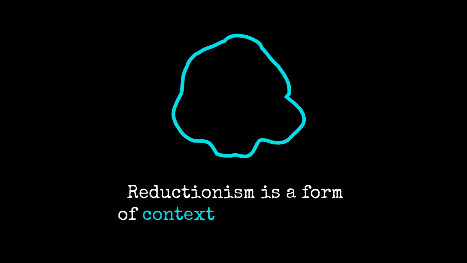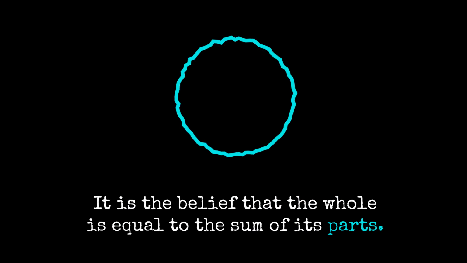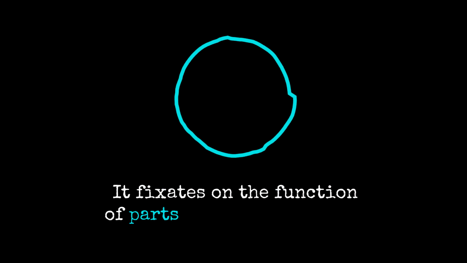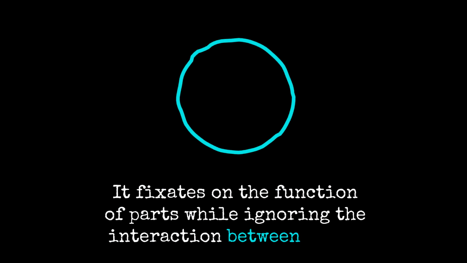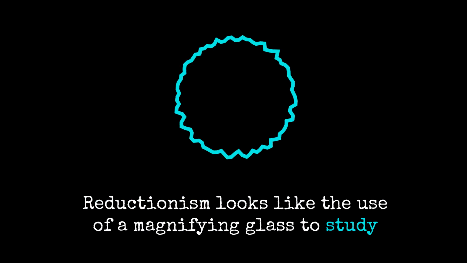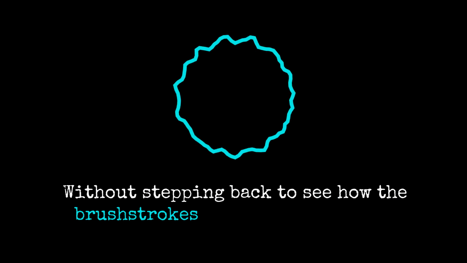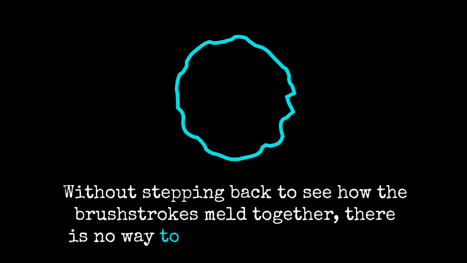Reductionism is a form of context tunnel vision that ignores these truths. It is the belief that the whole is equal to the sum of its parts. It fixates on the function of parts while ignoring the interaction between parts. Reductionism looks like the use of a magnifying glass to study brushstrokes in an attempt to understand the message of a painting.